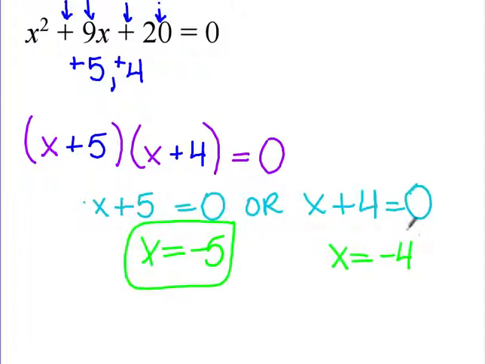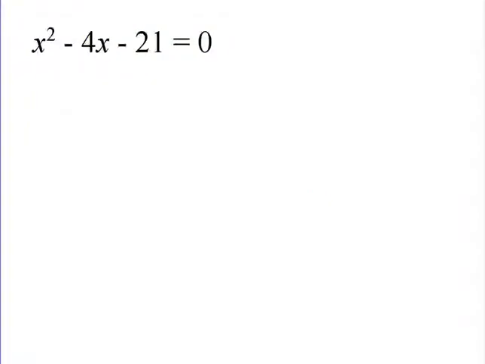So let's revisit again what that means. If I were to graph x squared plus 9x plus 20, -4 and -5 would be what? The x-intercepts, good. That would be where they intersect the axis. Okay, let's look at this one. We got two more to look at and we'll be done.